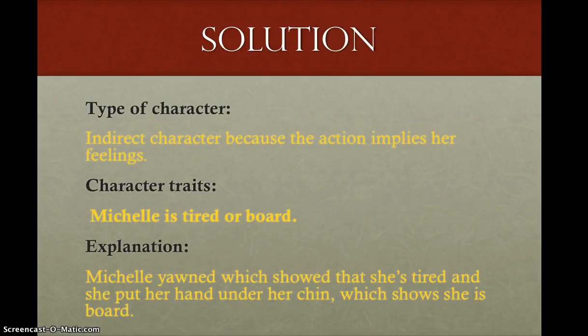Solution. So we're looking at indirect characterization because the action implies Michelle's feelings. And the character trait is that Michelle is tired or bored. An explanation is Michelle yawned, which showed that she's tired, and she put her hands under her chin, which means she may be bored.